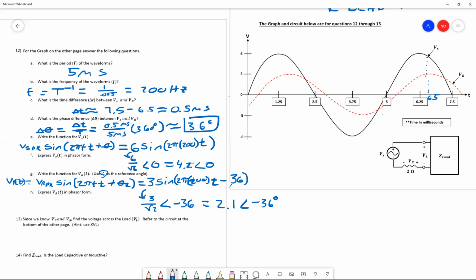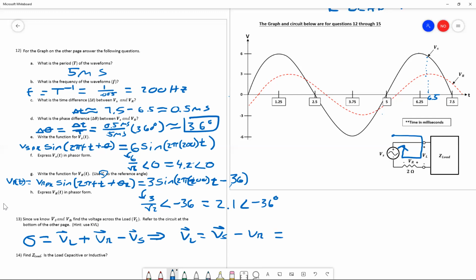So since we know VS and VR, find the voltage across the load. Remember, we're given this circuit right here at the bottom as a reference. Now that we know all of this, all we have to do is use Kirchhoff's voltage law to find the rest. So we'll draw KVL through this circuit, and we'll say 0 equals VL plus VR minus V source. And we'll rearrange to say VL is equal to V source minus VR.